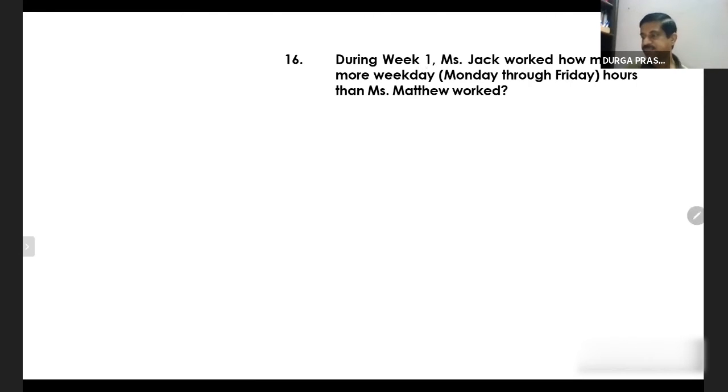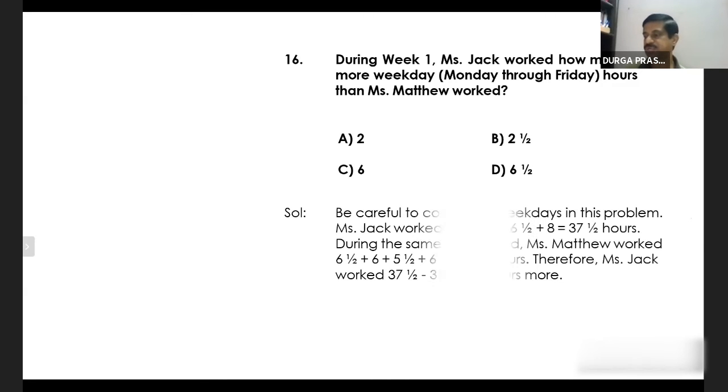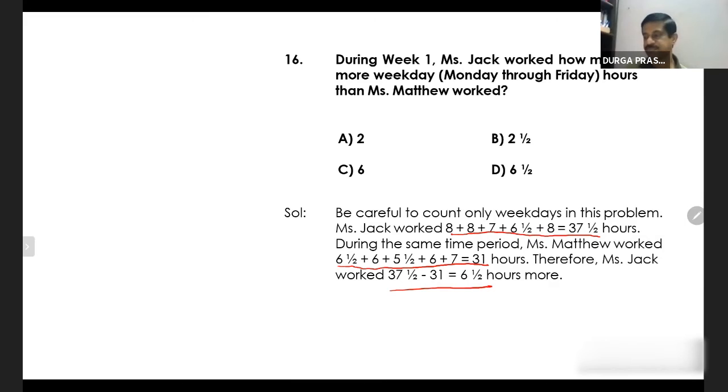During week 1, Miss Jack worked how many more weekday hours, Monday through Friday, than Miss Matthew worked? So total number of hours worked by Jack minus total number of hours worked by Matthew should give you the answer. If you add all the work hours per day of Jack, we are getting 37 and a half. And Miss Matthew, we are getting 31. So the difference is 6.5 hours. So option is D. Please note it quick.